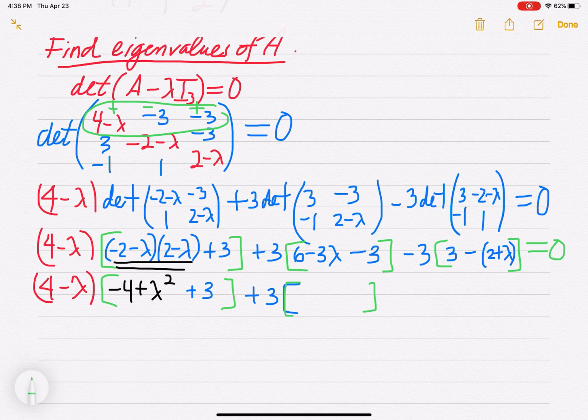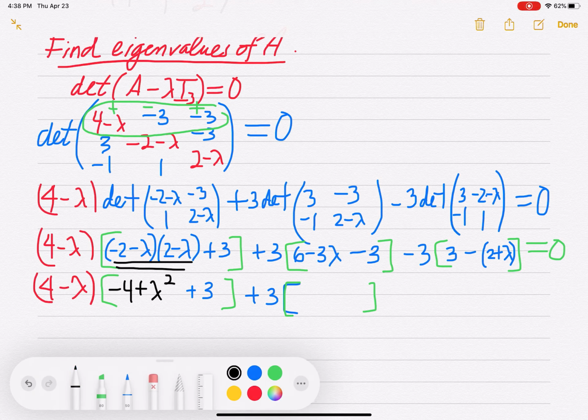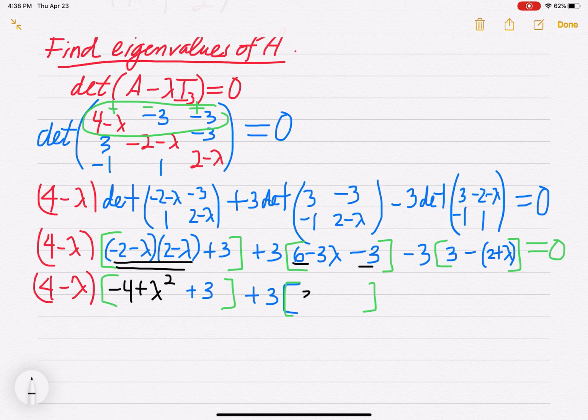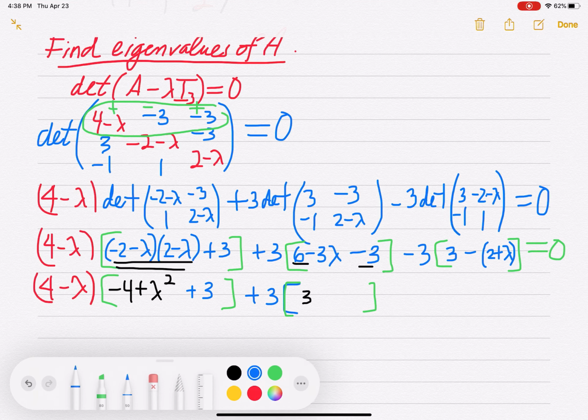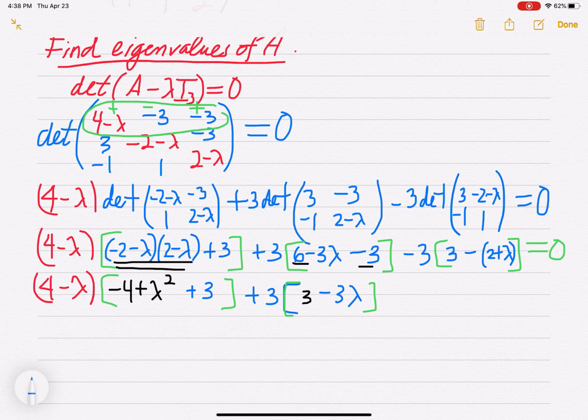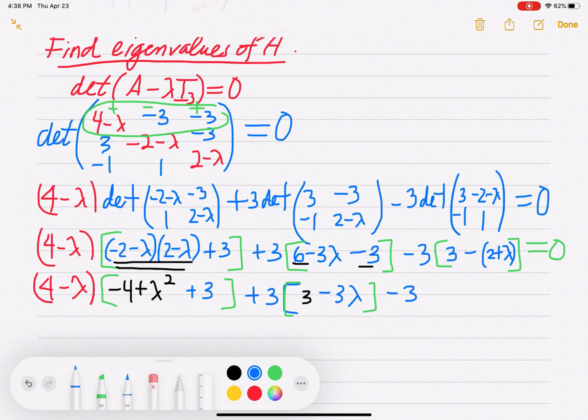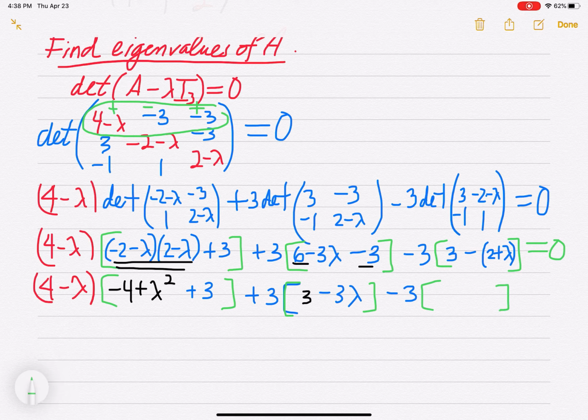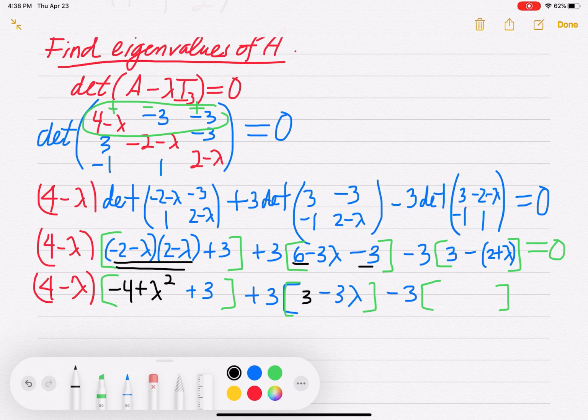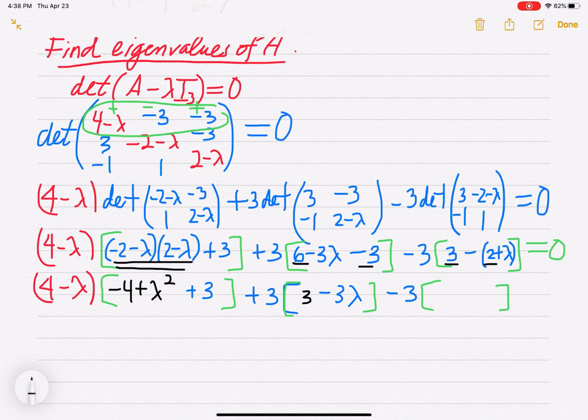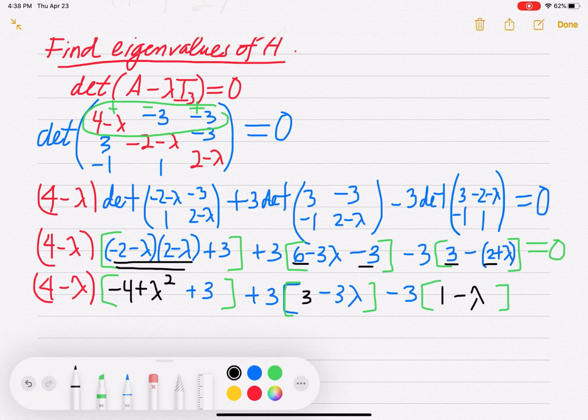That's going to be what? If you combine the 6 and the minus 3, that's going to give us 3. We're going to have 3 minus 3 lambda. What else? We're going to have minus 3, and we can clean this up here. What can we do? We can take 3 minus 2, which is going to be 1, and then we're going to have a minus lambda. All that's equal to 0, right?